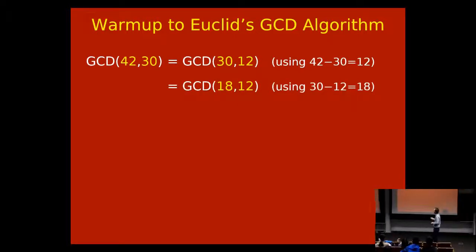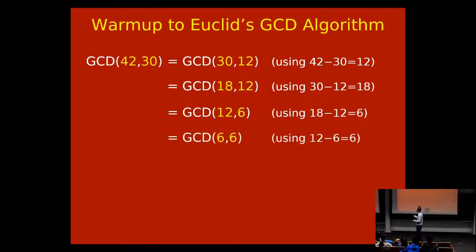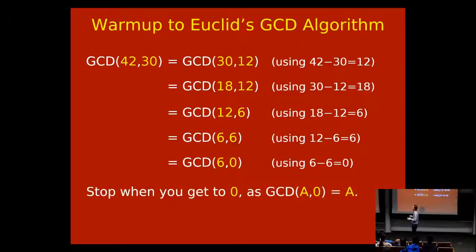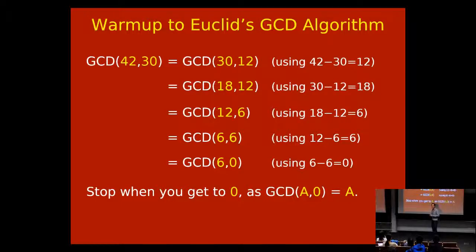OK, and then that's the same as the GCD of 18 and 12, because I can just subtract 12 from 30. That's the GCD of 12 and 6. And that's the same as the GCD of 6 and 6. And it's the same as the GCD of 6 and 0. And now I'll stop. Because if you have the GCD of a number and 0, it's definitely that number, right? The largest divisor of A is certainly A, and that will also always divide evenly into 0. So we've got our answer.